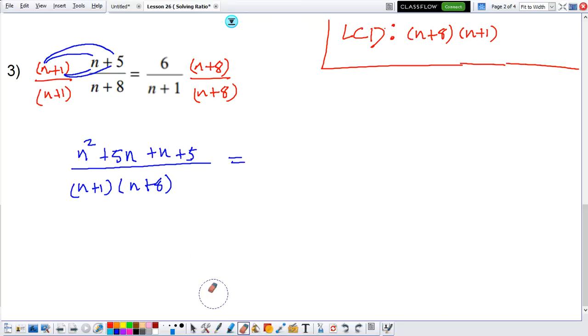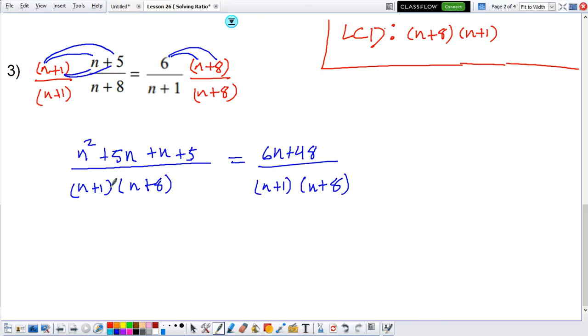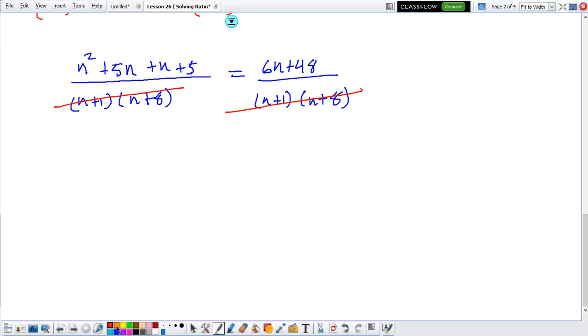Let me raise this equal sign because it might be confusing. Equal to, now let's multiply the right side, 6n, and 6 times 8, that's 48. So 48, we have the LCD, n plus 1 times n plus 8. So notice that now they have the same denominator. So just like in our previous example, same denominator, they will cancel out. So now we just worry about the numerator here.